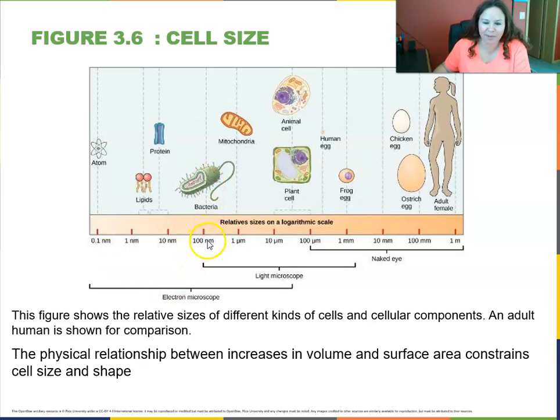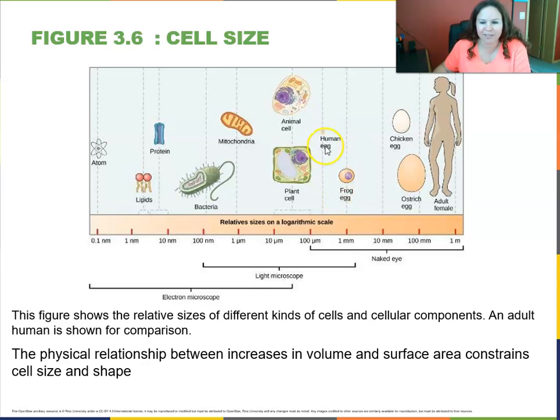Bacteria at 100 nanometers. And then a mitochondria, which is an organelle in a eukaryotic cell, at 1 micrometer. Finally, up here we've got animal and plant cells, very similar in size. A human egg cell, notice how that's a little bit bigger. You can almost just see a human egg cell with the naked eye. It looks almost like a little pinpoint.